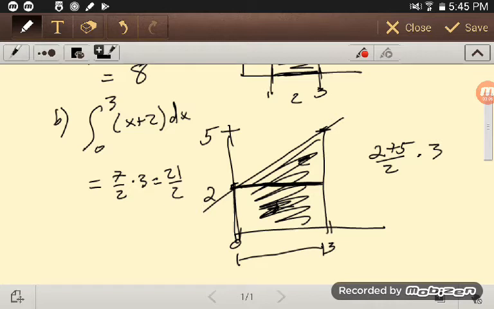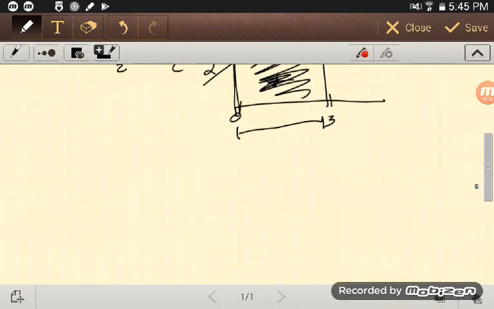10.5. Okay, and so there we have evaluated that definite integral without using limits or anything like that, because we realize we can interpret it as area, and therefore we can just use our knowledge of geometric figures. And then C is from minus 2 to 2 of the square root of 4 minus x squared dx.